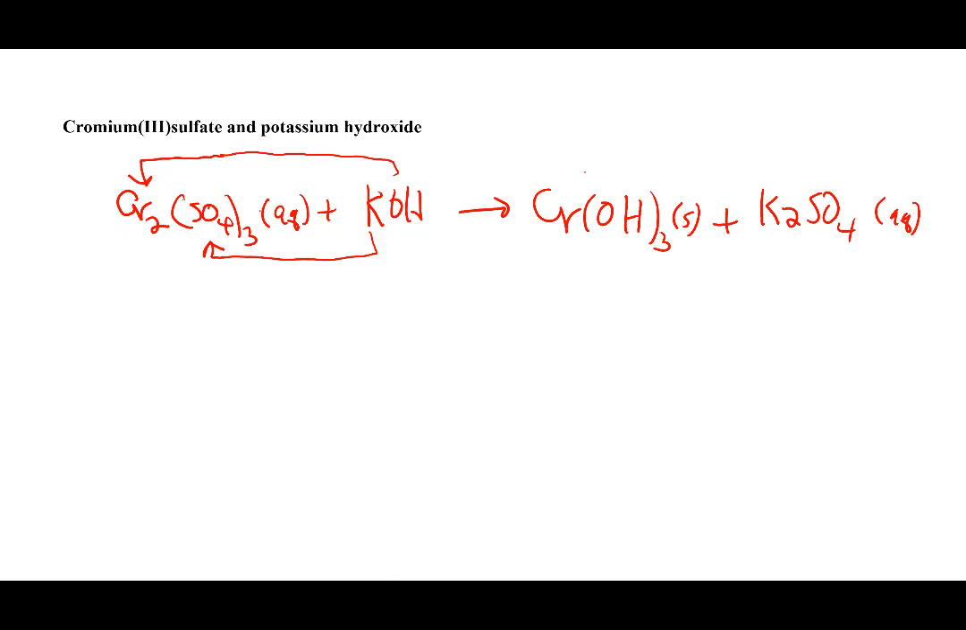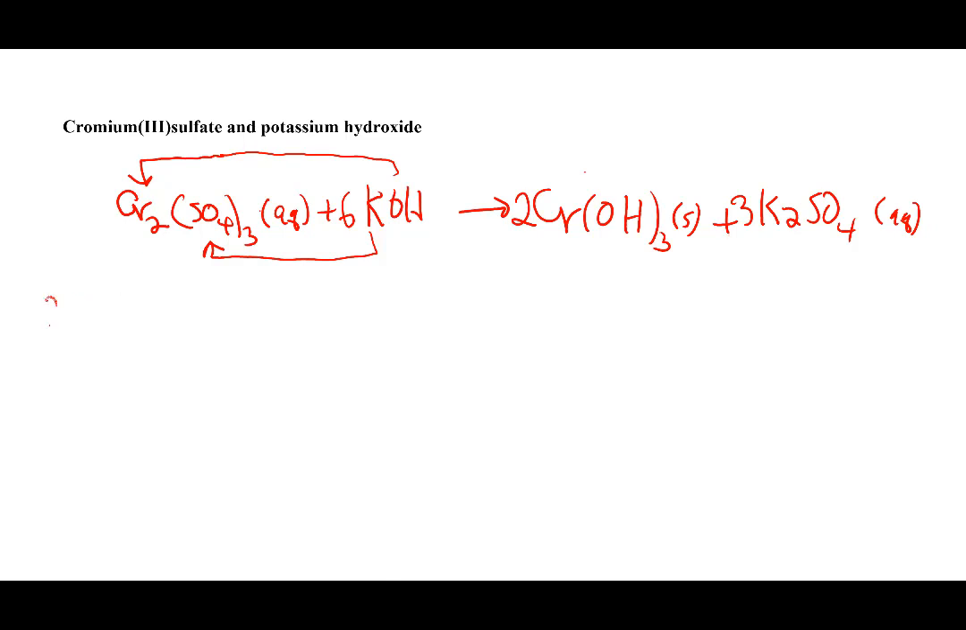And we've got to balance this now. We need 2 chromiums on the left. We need 2 chromiums on the right. We now need 6 hydroxide. So it looks like we're going to need 6 KOHs. And we're going to need 3 sulfates. So we're going to need 3 potassium. So I think that's all balanced.